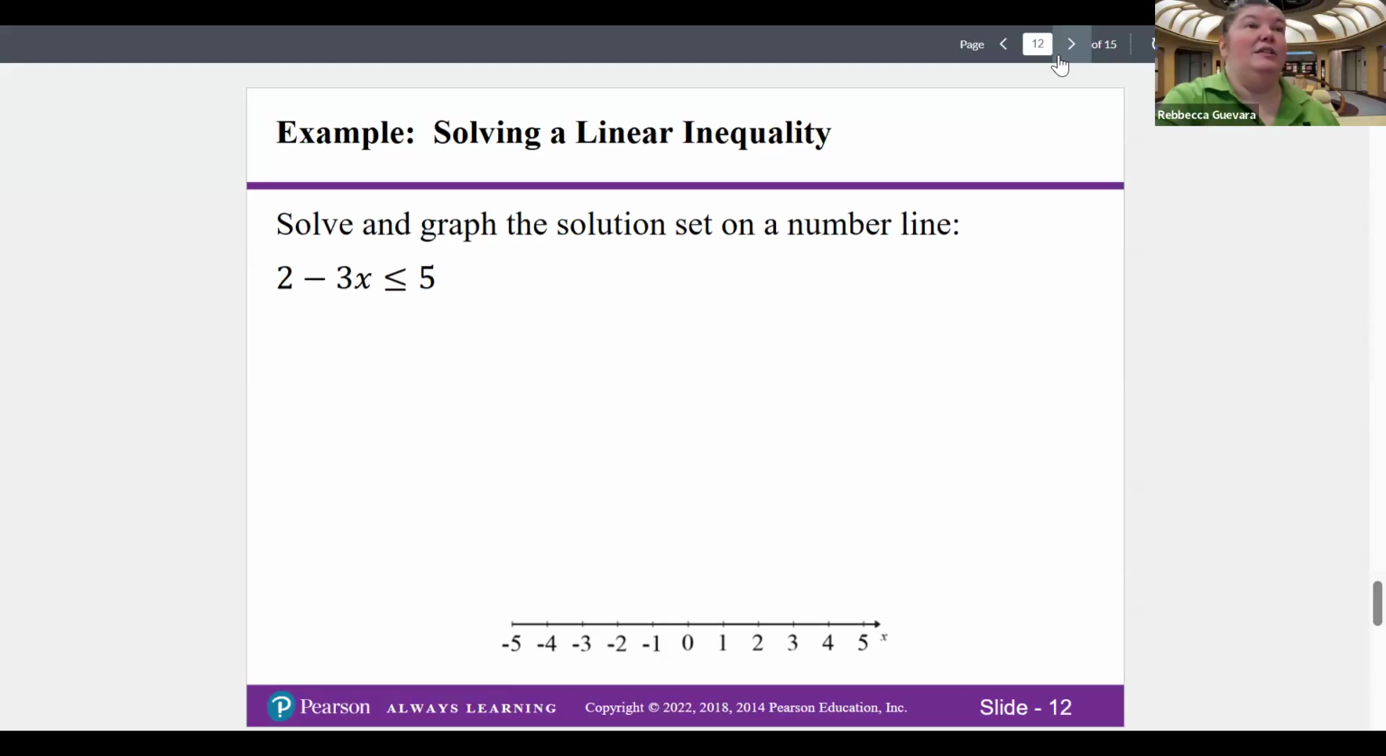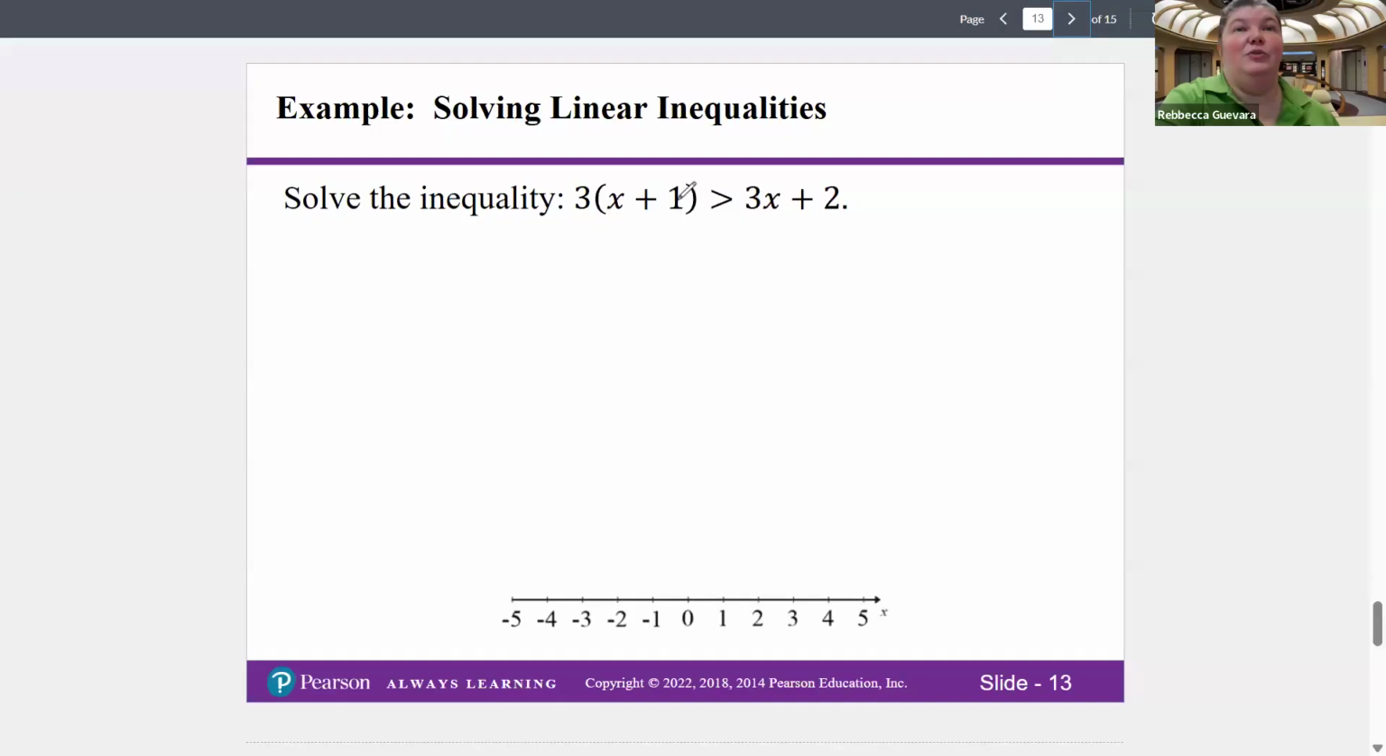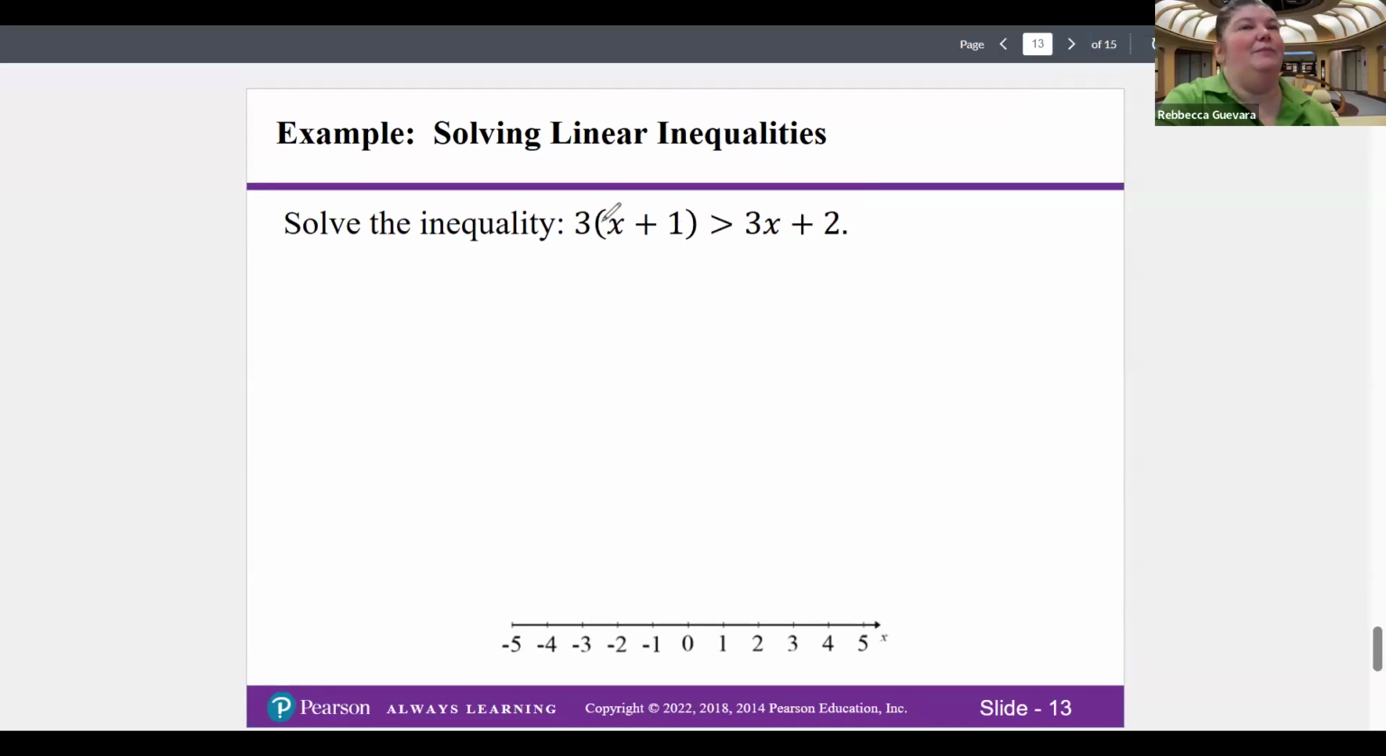So we want to solve this inequality. We have 3 times x plus 1 is greater than 3x plus 2. So, like I said, treat it like you were trying to just solve for x. So we could distribute this across. So we ended up with 3x plus 3 is greater than 3x plus 2.